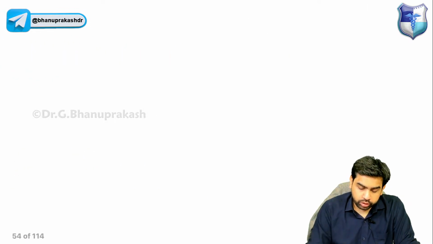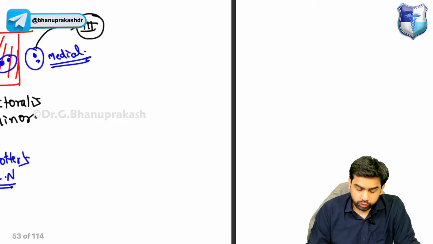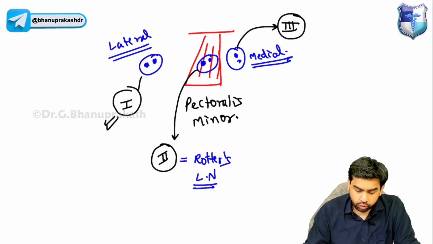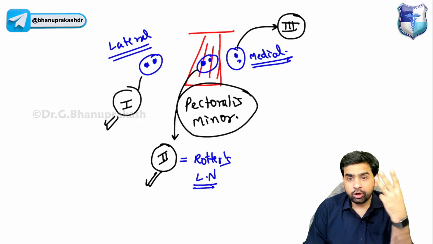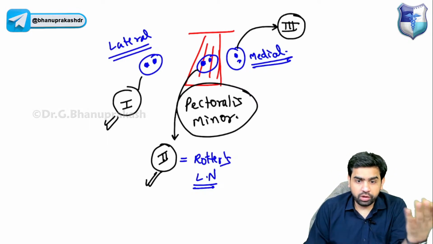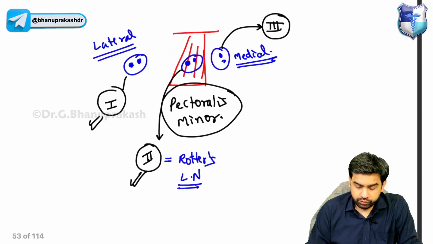Now let's talk about the modified radical mastectomy. So what are we going to remove? We are going to remove the lymph node station 1 and the lymph node station 2. Now here we have a muscle which is the pectoralis minor. What you do to this pectoralis minor determines the 3 different types of modified radical mastectomy.